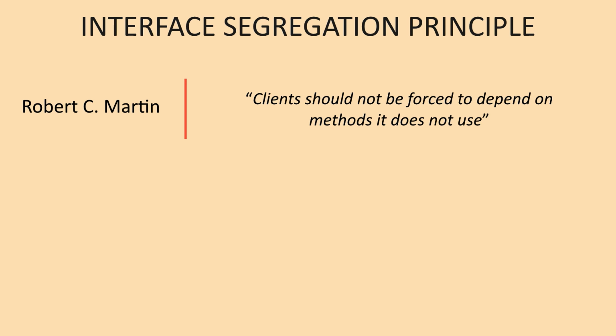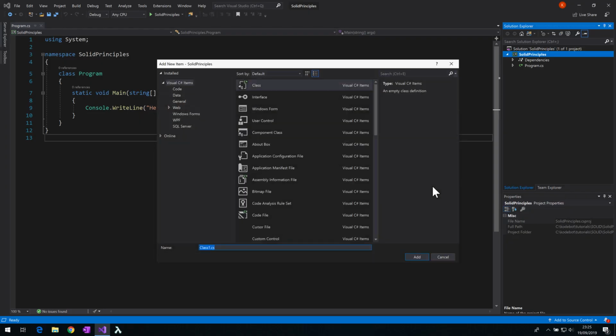Robert C. Martin describes these type of classes as interface pollution. In this context, interface refers to public members such as fields, properties, and methods of the class. As per interface segregation principle, we should have one interface per client with just enough members needed for that client. This is better understood with an example. Let's say we have a class called order.